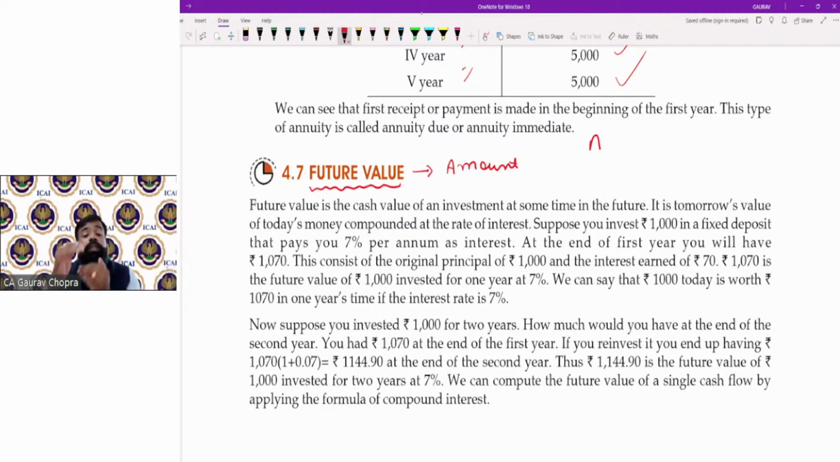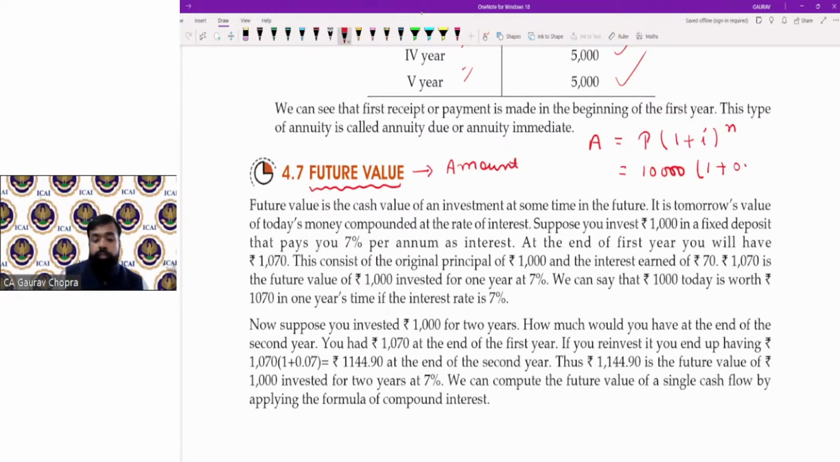तो 2 साल के बाद जो आपको पैसा मिलेगा, the amount which you will receive after 2 years, that is basically known as the future value. तो उसी को तो हम क्या बोल रहे हैं, फ्यूचर वैल्यू. तो अमाउंट कहें या फ्यूचर वैल्यू, मीनिंग इज सेम.